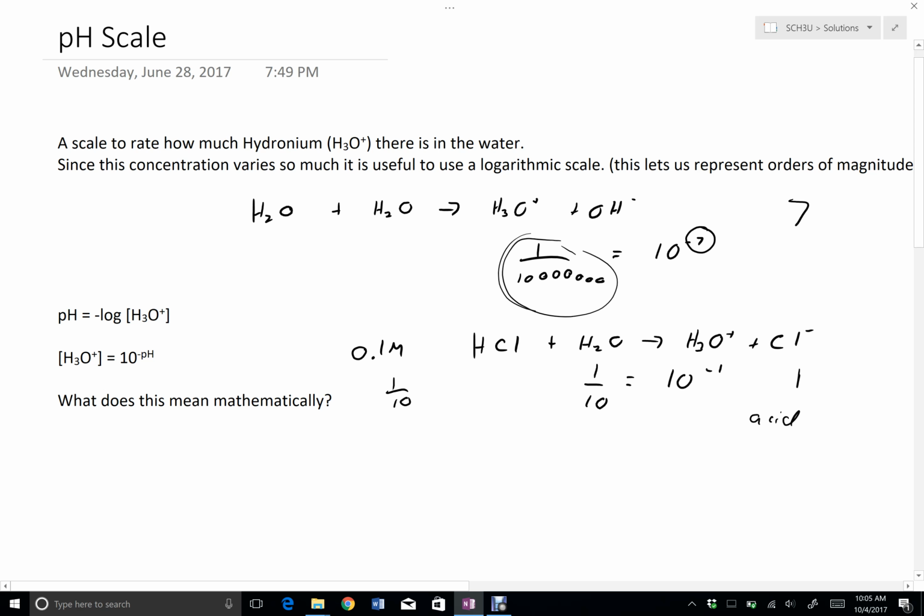But also, we can see that these numbers are really different, right? 0.0000001 versus 0.1. These two numbers are so different, we need a better scale to compare them. So 7 to 1 is much more manageable for people who aren't scientists.